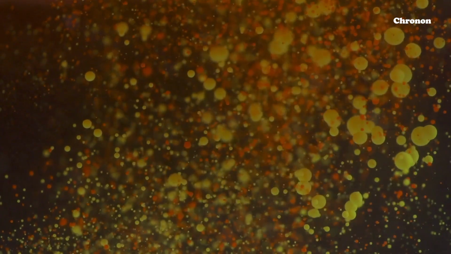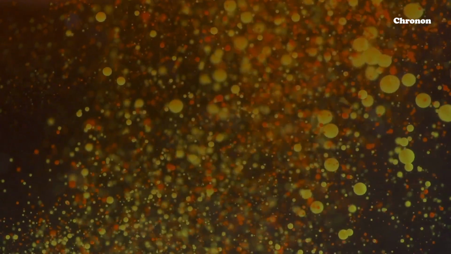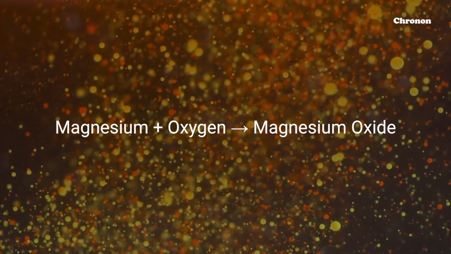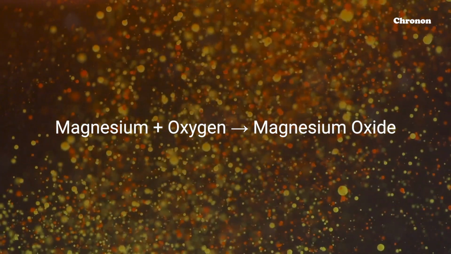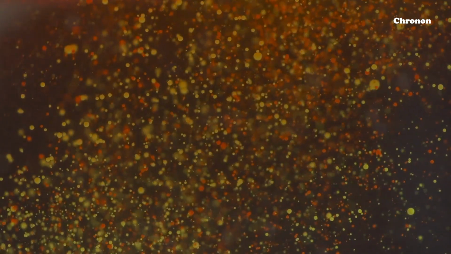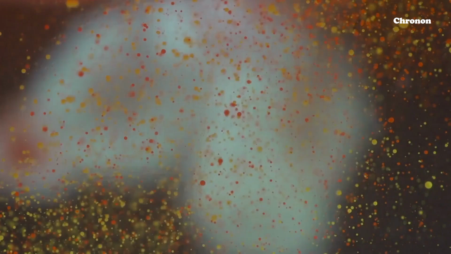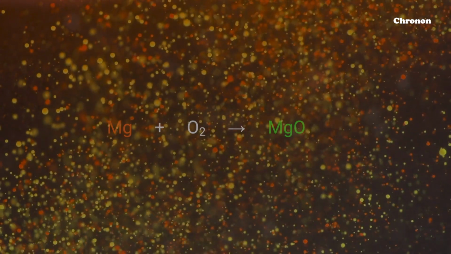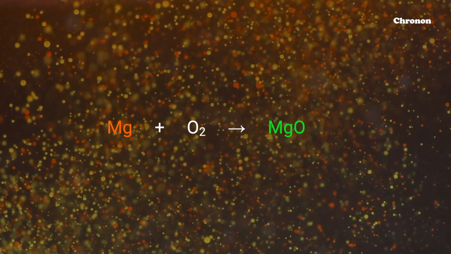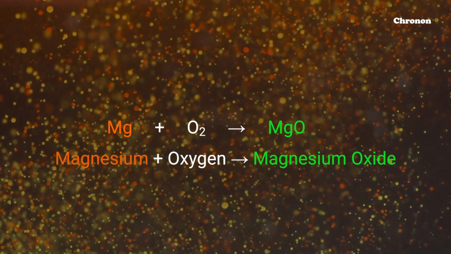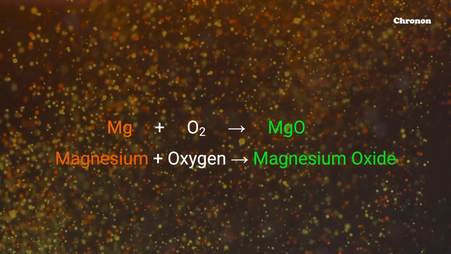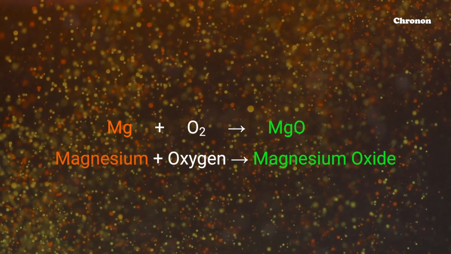For example, let's write the word equation of the previous example first. Magnesium reacting with oxygen, producing magnesium oxide. By putting the atomic symbols instead of names, we can turn the word equation into a chemical equation like this. In this equation, Mg stands for magnesium, O stands for oxygen, and MgO stands for magnesium oxide.